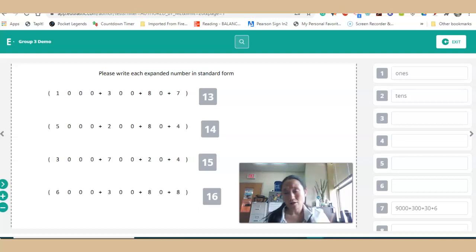Welcome back, and we are in the final stretch of 13 through 16 of Group 3. Moving on to Group 4, if you can get 80% or higher, which I know you can do.